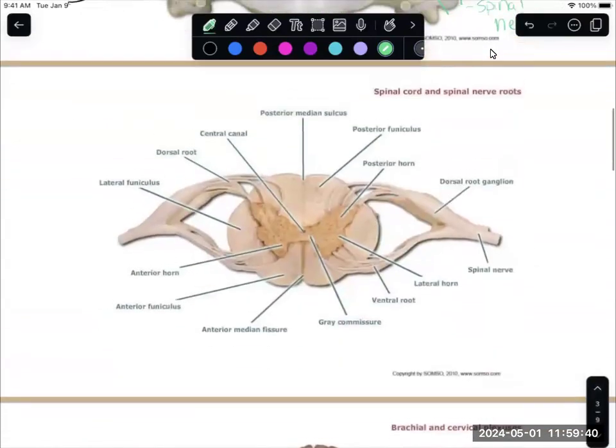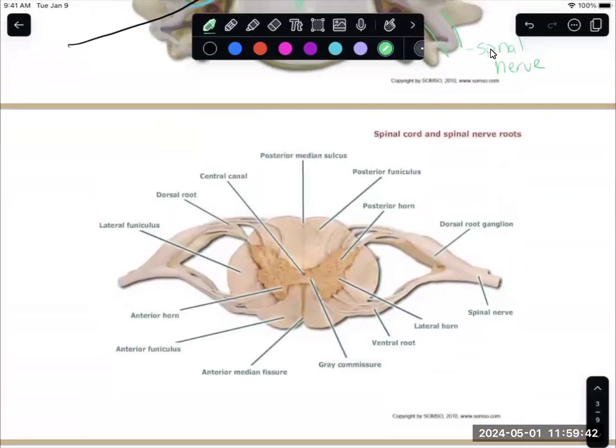So let's go on to our next picture. Here's another picture of the spinal cord. So we can see everything labeled here. You have that posterior median sulcus, that anterior median fissure, that gray commissure found in the middle between the two butterfly wings that make up that gray matter. Here you can see that central canal better, that circle. That's a circle that travels down the entire length of that spinal cord.